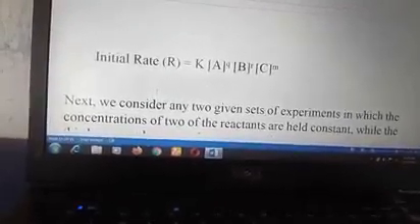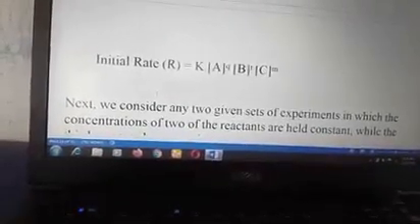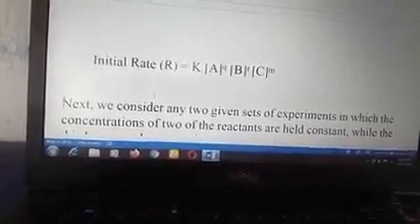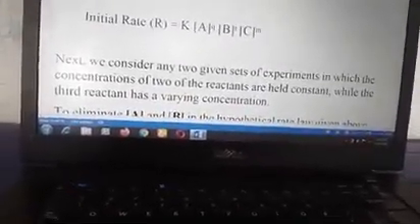So small q is the order of reaction with respect to A, small r is the order of reaction with respect to B, and then small m is the order of reaction with respect to C. So having done that, next we'll consider any two given sets of experiments in which the concentrations of two of the reactants are held constant.